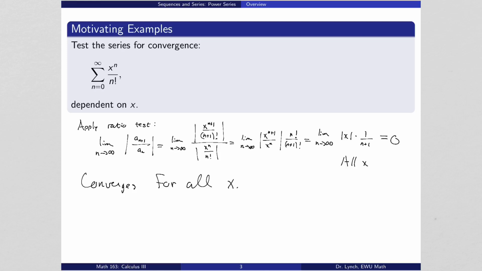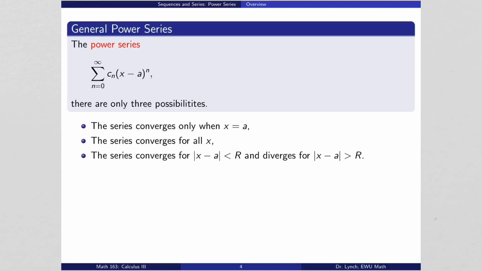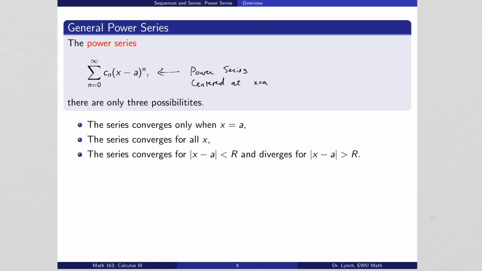And these three examples, as it turns out, encapsulate all of the possibilities for power series. So in general, a power series that looks like the following: the sum from n equals 0 to infinity of c sub n times x minus a to the n power. This is called a power series centered at a. One of three things can happen to this power series. It can converge only when x is equal to a, like the first one did when x was 0. It can converge for all values of x, like the last one did, or it can converge with some radius of convergence R.